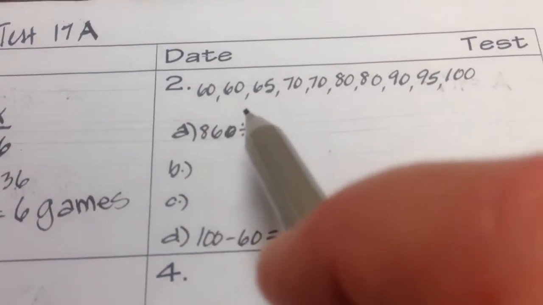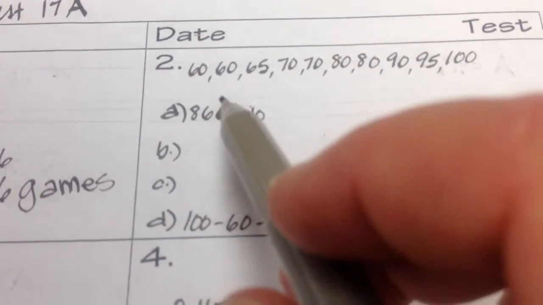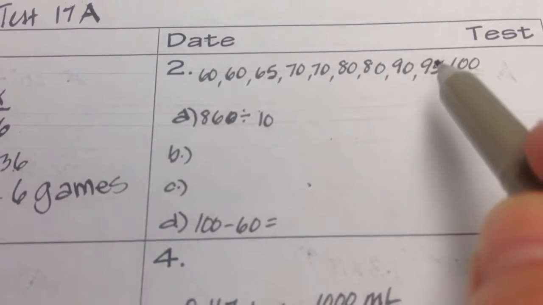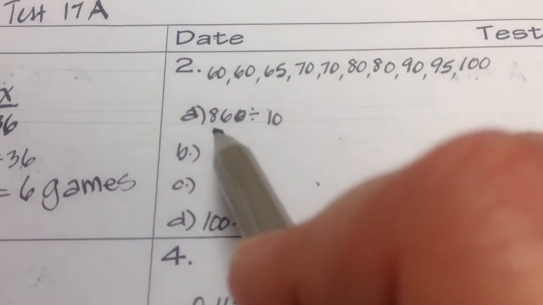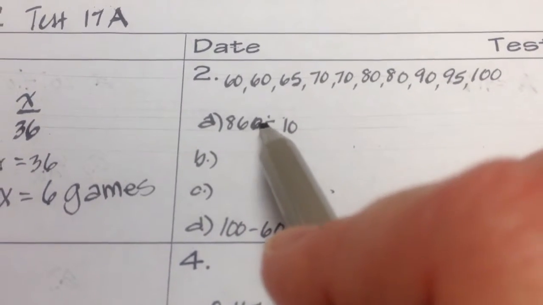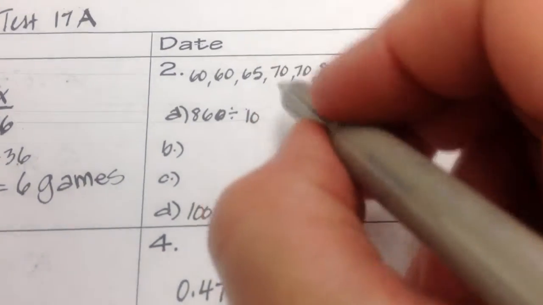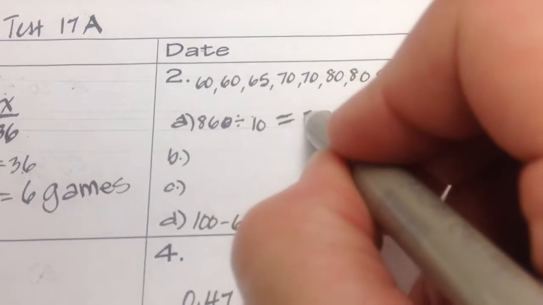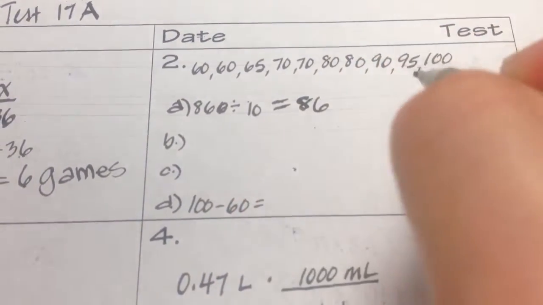So the first one says mean, because it's mean. They're going to make you add this all up and then divide by 10. So I already did that for you. It's 160 divided by 10. Well, that just means I move my decimal point over 1. So the average or mean is 86.